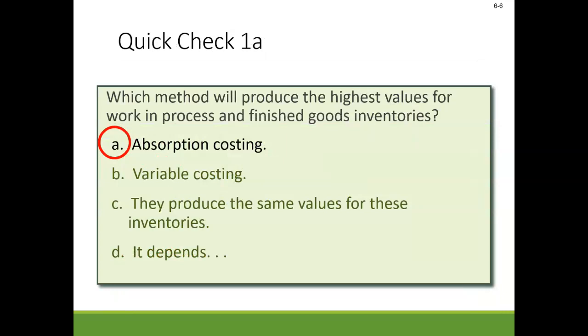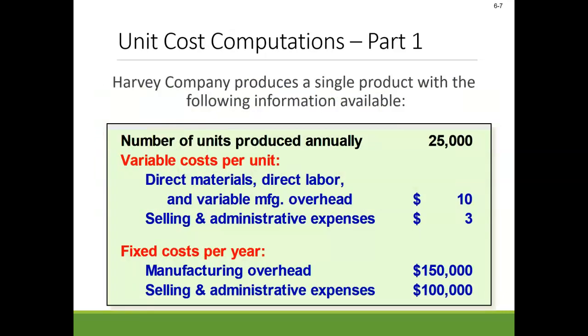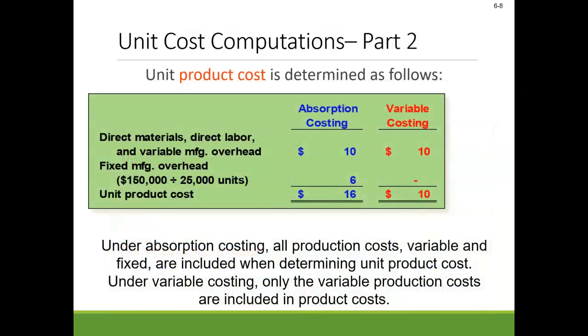Now, here we're going to look at Harvey. Harvey produces a single product. We've got 25,000 units that are annually produced. And we have it broken down, the variable costs per unit, and then the fixed cost per unit. So we've got our variable costs: direct materials, direct labor, variable manufacturing overhead, and the variable selling and admin expenses. Then we've got our fixed costs.